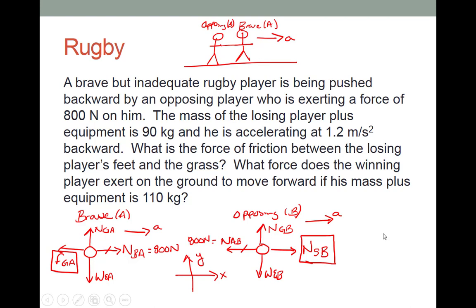Okay, so looking at our brave player first, the net force on our brave player, which was player A, is going to be the mass of player A times the acceleration, but since these guys are moving together, they have the same acceleration. Two forces on him. We have the normal from B on A, and we have the friction between him and the ground. And again, this is the number I want to know. So I'm going to solve for it.